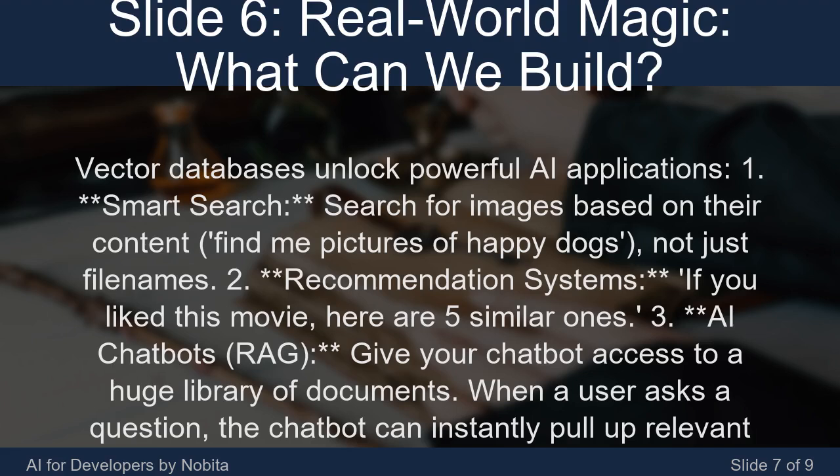3. AI chatbots, RAG. Give your chatbot access to a huge library of documents. When a user asks a question, the chatbot can instantly pull up relevant info from the vector DB to give a more accurate and contextual answer, rather than just relying on its pre-trained knowledge. 4. Anomaly detection. Find things that are unusual or far away from the norm. As a developer, you can now build systems that understand meaning, not just keywords.